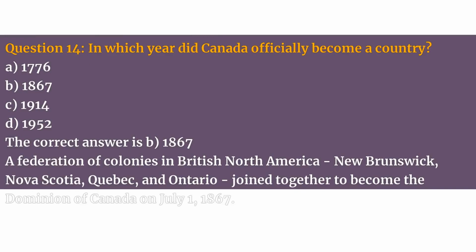Question 14. In which year did Canada officially become a country? A. 1776, B. 1867, C. 1914, D. 1952. The correct answer is B. 1867. A federation of colonies in British North America, New Brunswick, Nova Scotia, Quebec, and Ontario, joined together to become the Dominion of Canada on July 1, 1867.